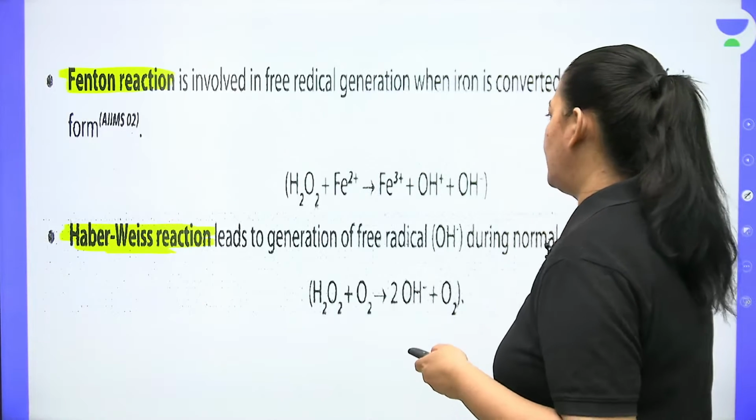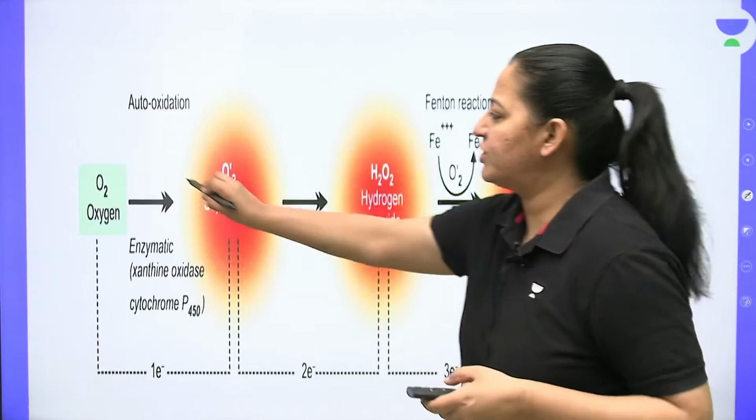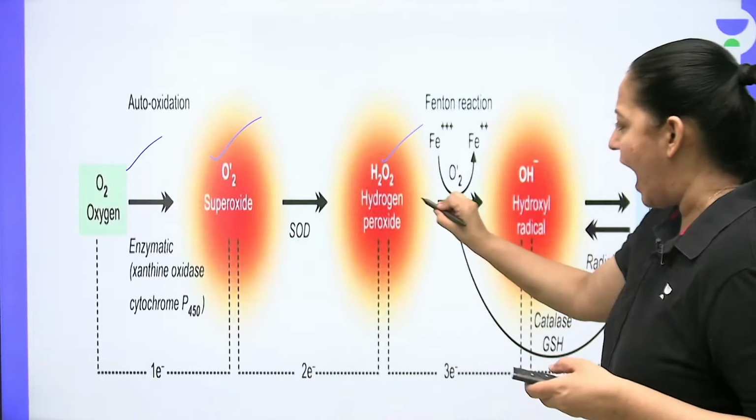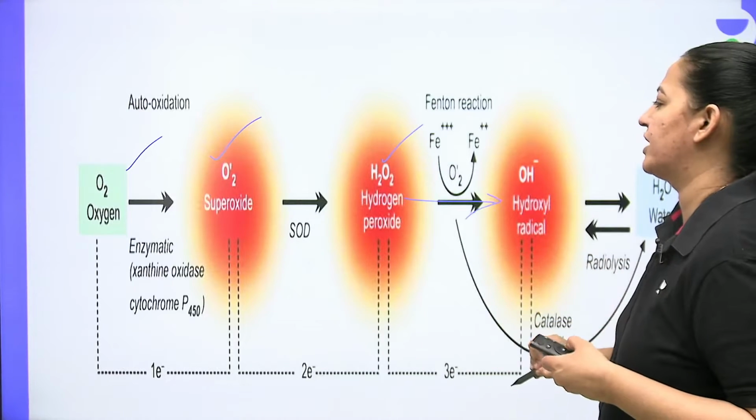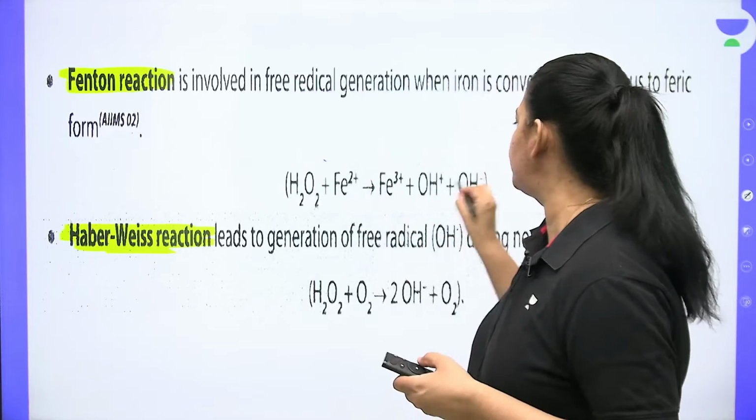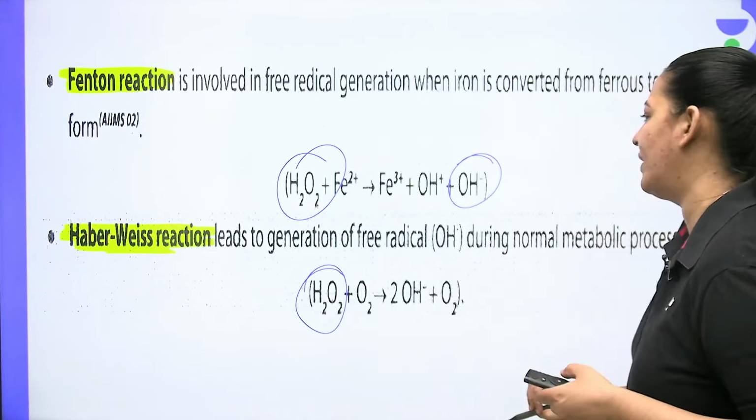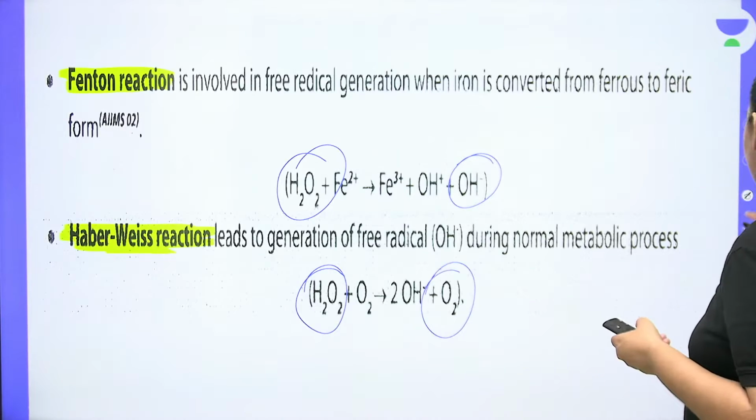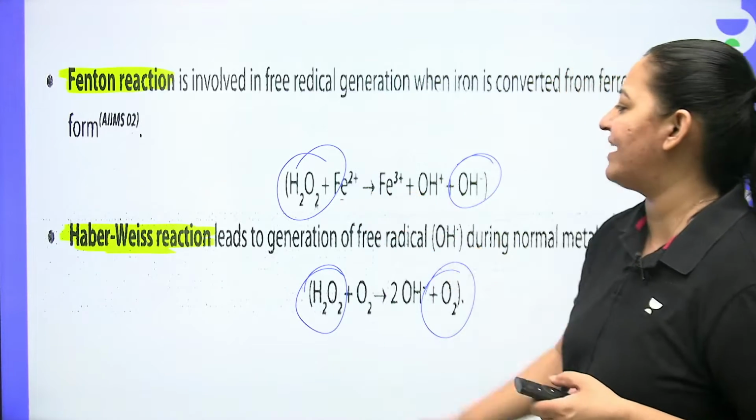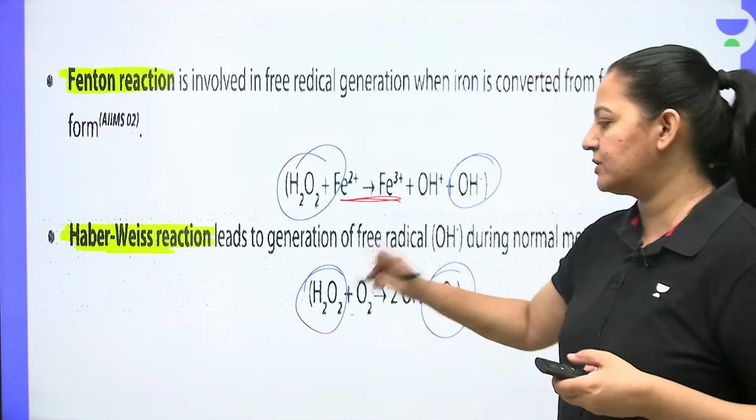So here I would like to tell you two reactions. What I have taught you here: oxygen gets converted to superoxide, superoxide gets converted to H2O2. How does H2O2 get converted to OH negative? H2O2 gets converted to OH negative by two mechanisms. If it occurs in presence of iron, it is known as Fenton's reaction. And if it occurs in presence of oxygen, it is known as Haber-Weiss.